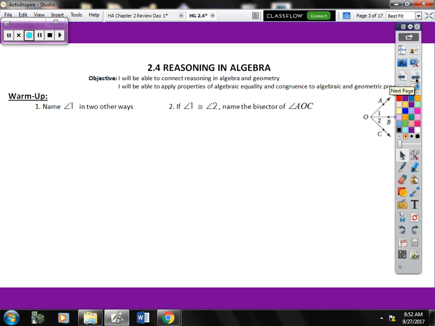You guys can complete the 2 warm-ups at the top of the notes, asking you just to name some angles.